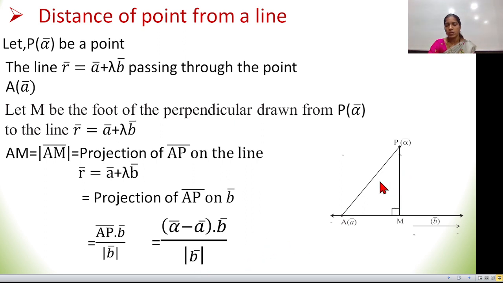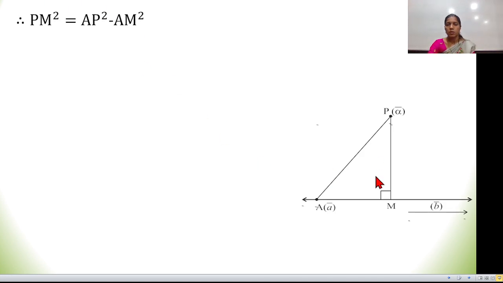Now to find the length PM, we have to look at triangle AMP. This is a right angled triangle, so we apply the Pythagoras theorem. Hypotenuse square equals AM square plus PM square. To find the length PM, PM square equals the hypotenuse, that is AP bar square, minus AM square.